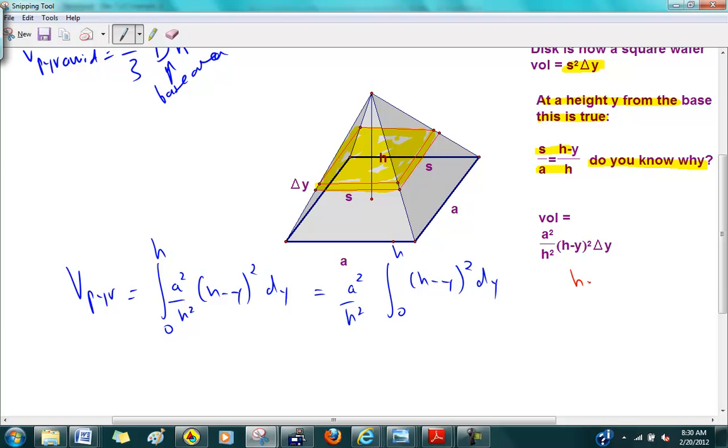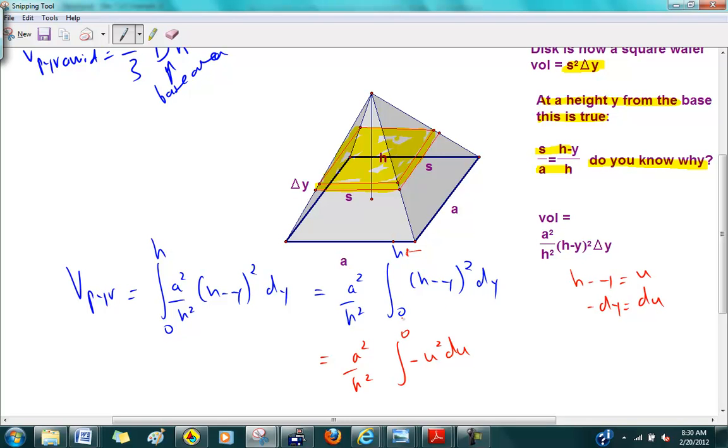So let h minus y equal u. So minus dy equals du. And so my integral now becomes a squared h squared integral, it's going to be u squared, and in place of dy I've got minus du, so I'm going to put a minus sign here, du. And notice I have to change the limits of integration now, because these limits pertain to the y variable, whereas I have a u variable. So when y equals h, u equals 0.